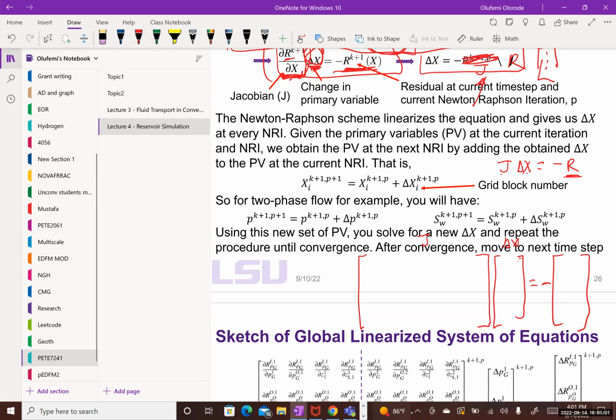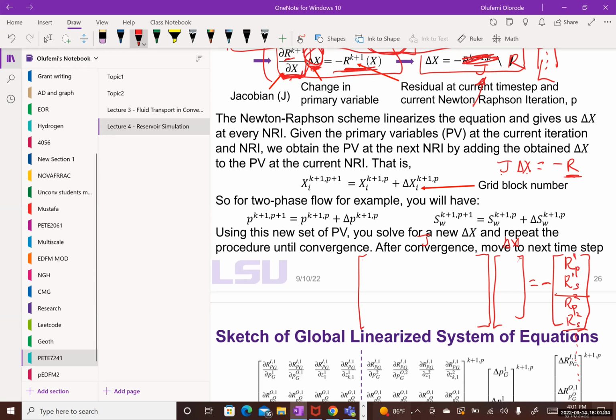So residual in grid block 1 of the pressure equation. Residual, you're still in grid block 1, saturation equation. Then you move on to the next grid block. Residual, grid block 2. Residual, saturation equation, grid block 2. So everybody can fill up this stuff, regardless of how many. So at the end of the day, what you have is equations for all of the grid blocks. So it's a list of simultaneous equations.